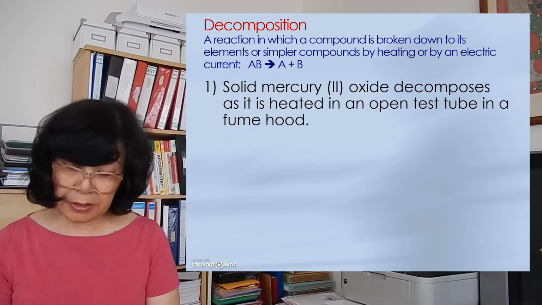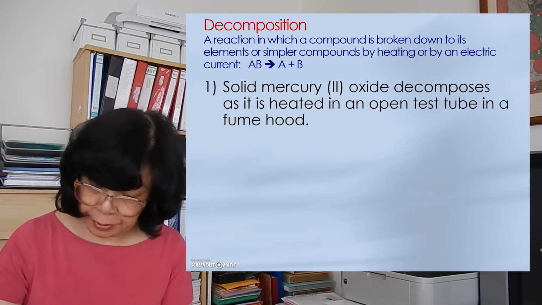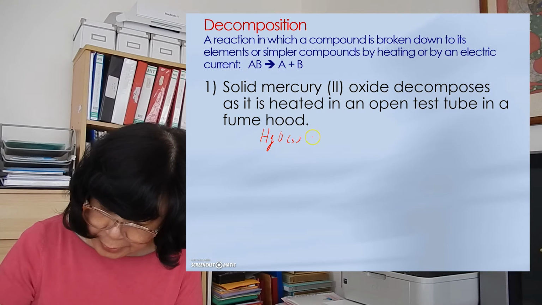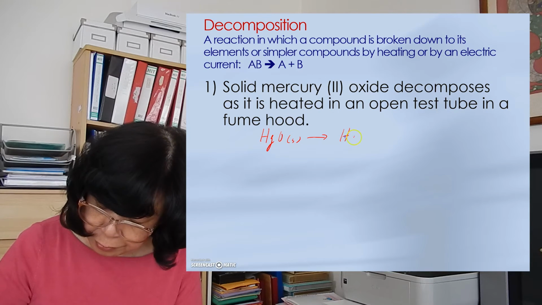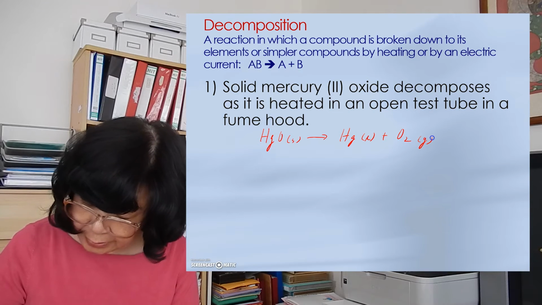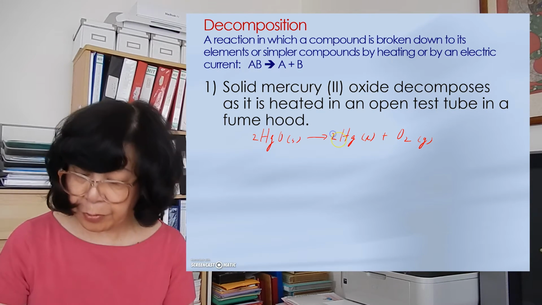Solid mercury(II) oxide decomposes when heated in an open test tube in a fume hood. So we have HgO solid heated to form mercury liquid and oxygen gas, and I balance by putting 2 for the HgO and 2 for the mercury.